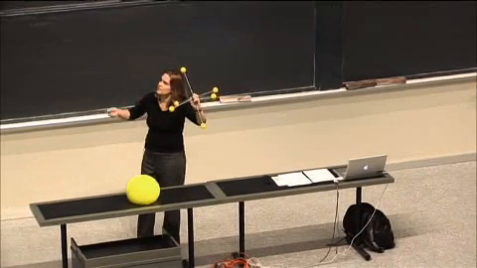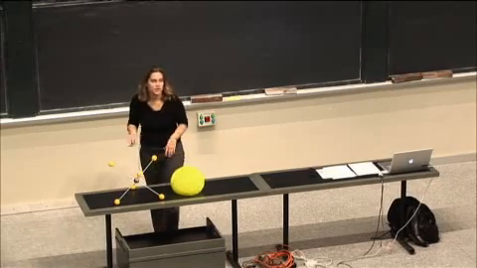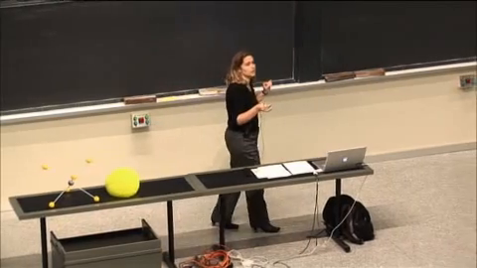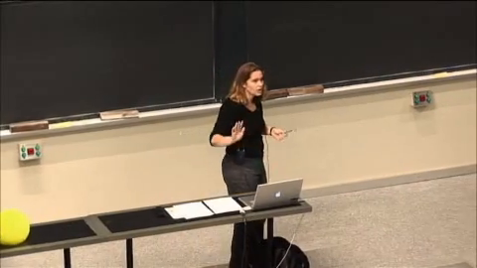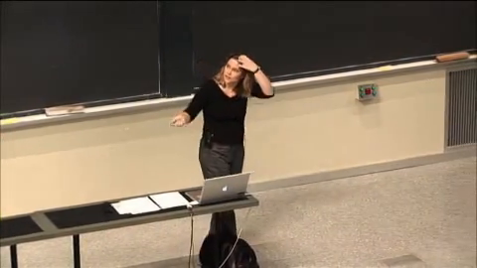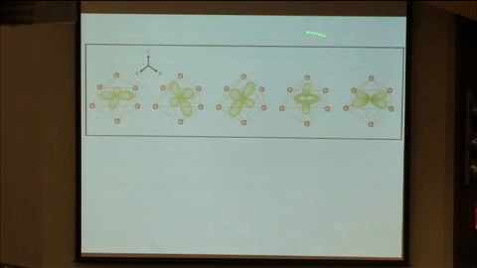And so you can just think about each of these ligands as negative point charges. If the negative point charge is pointing right toward a d orbital, that'll be very repulsive. If it's not, it's less repulsive. That's the whole idea behind this crystal field theory. So here again is just another little picture, so you can get the idea that we're going to be thinking about all the shapes of the d orbitals, and we're going to think about where the ligands are.